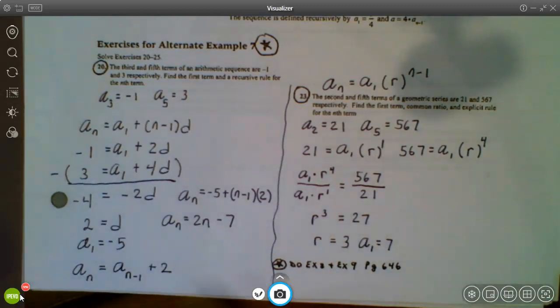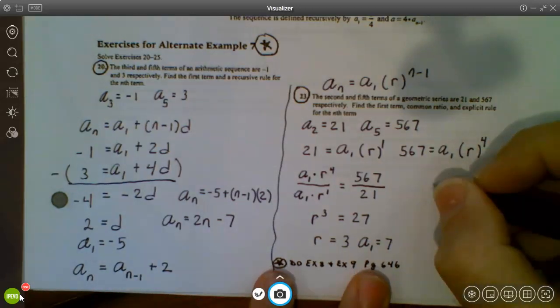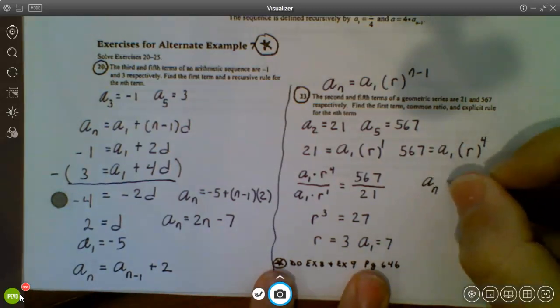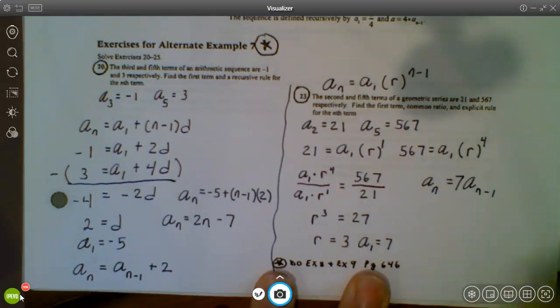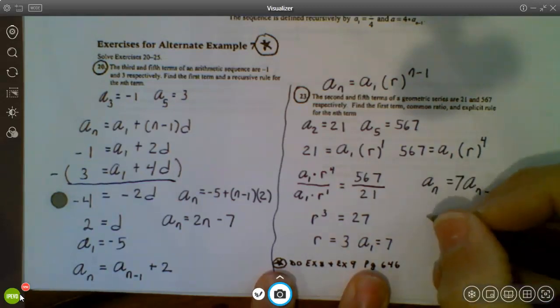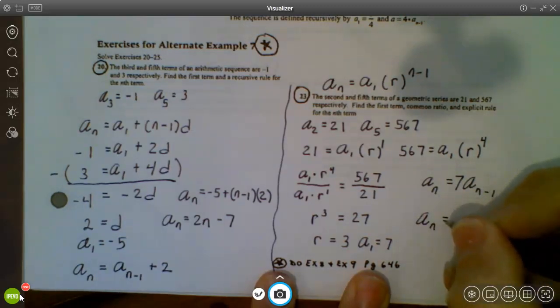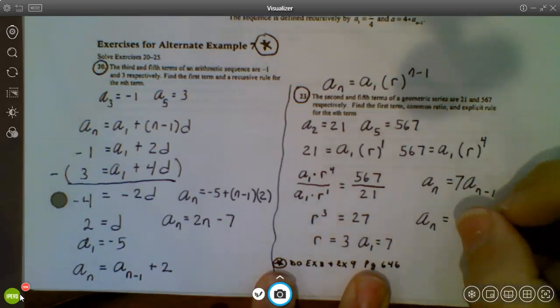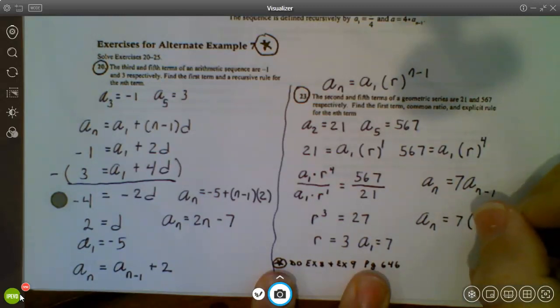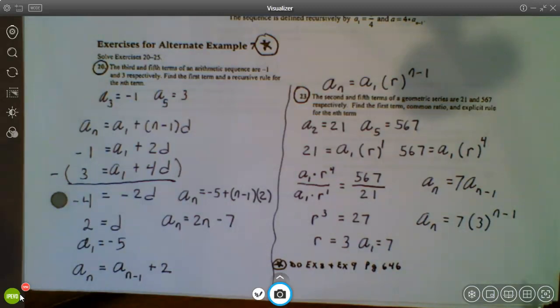And now we're right back into doing what we did here, which is a recursive rule. We've already identified the first term as 7. So my recursive rule is going to say that any term is equal to the previous term times 3. And as far as the explicit rule goes, just going back up to this formula right here, but we leave n as n. So I've got my first term times my common ratio to the n minus 1 power. And that's it. That would be our explicit rule.